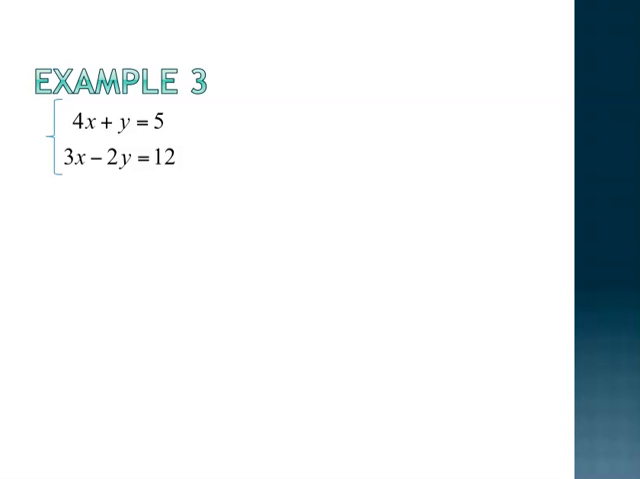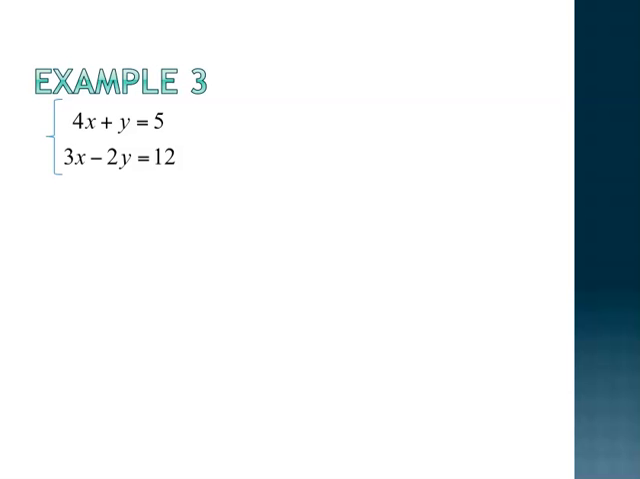Now, what you need to do is you need to first make sure everything is lined up in terms of the like terms. So we have 4x plus y equals 5, 3x minus 2y equals 12. So in this case, everything's already lined up.